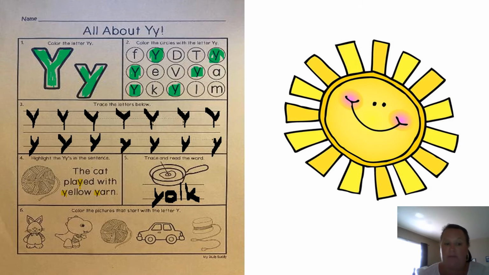Okay, it says color the pictures that start with a Y. I'm going to circle them. Rabbit does not, dinosaur does not, yarn does, and car does not, and yo-yo does.